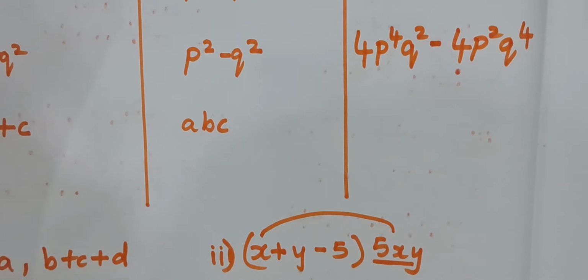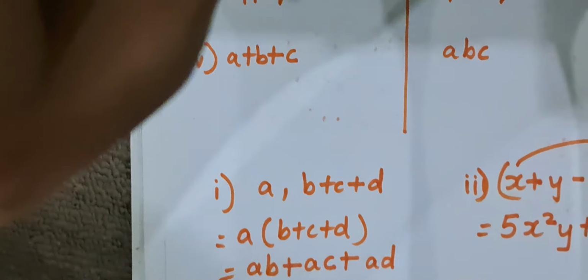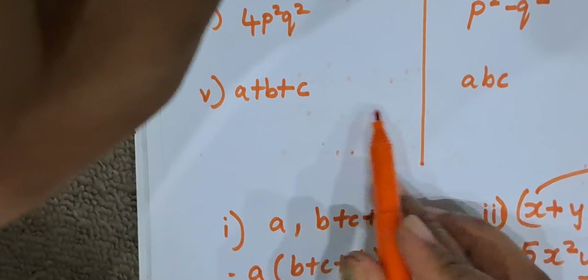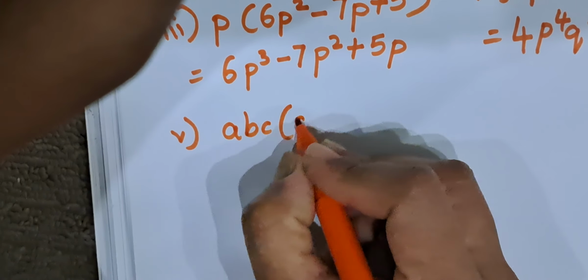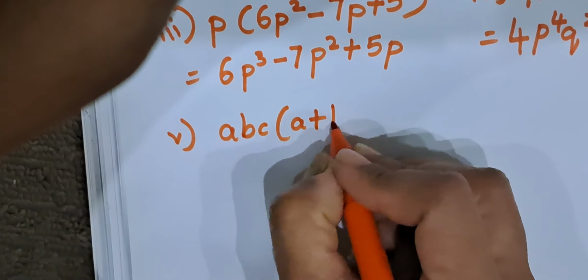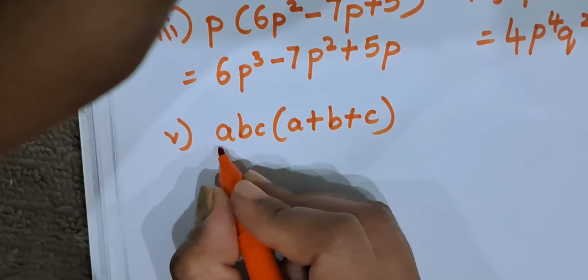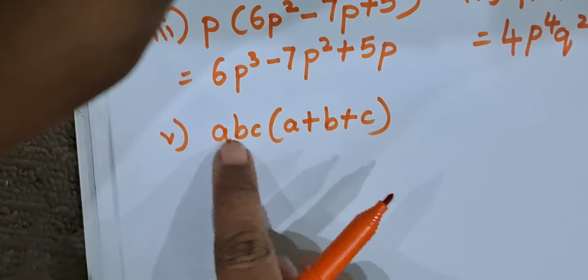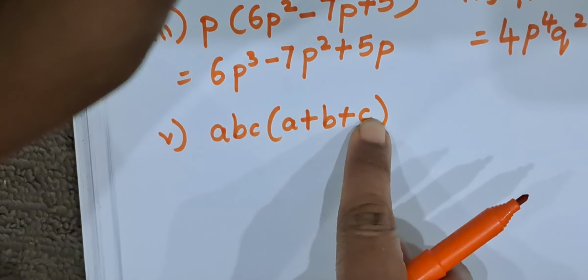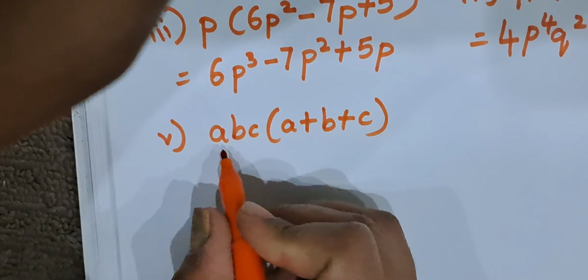Now let us do the fifth one. It is very easy. A plus b plus c is getting multiplied with abc. We will write it here. abc is multiplied with a plus b plus c. See here, abc we have to multiply with a, abc with b, and abc with c, and write down the plus sign in between.